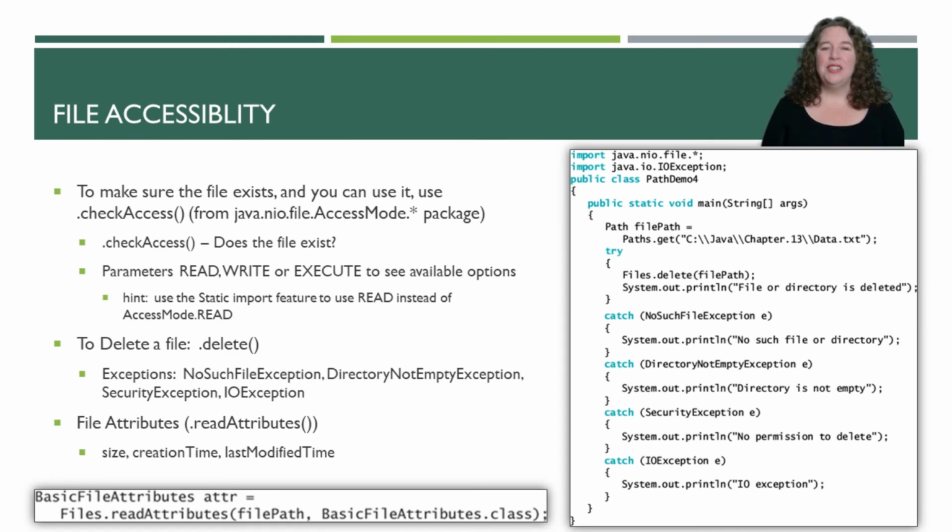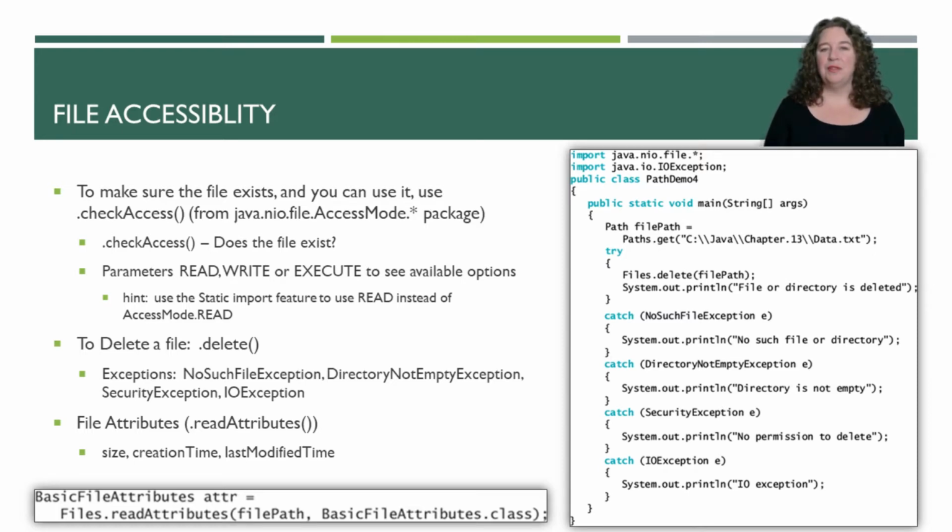Okay, let's talk about file accessibility. How do we know if a file exists? How do we know if I can use it? You have to use some pieces of code to make sure that that file that you're trying to write to actually exists. Or if you want to create a new file, does the file already exist and am I about to clobber it? So to use the methods that are available, we have a Java new input output NIO file, and then we have an AccessMode package.